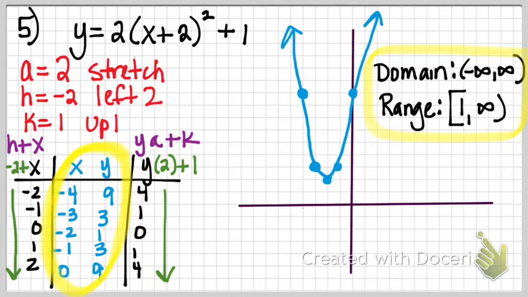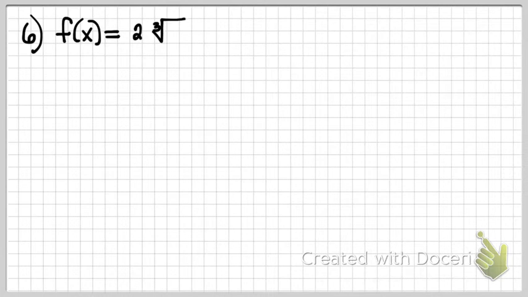So, all right. Any questions about this one before we move on to number 6? Okay. So for number 6, we have a cube root this time. That's a cube root. So you have to, again, identify, find your parent table.